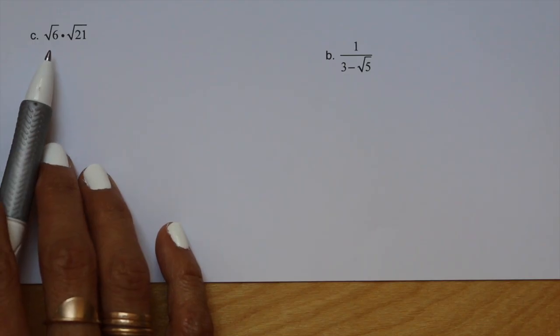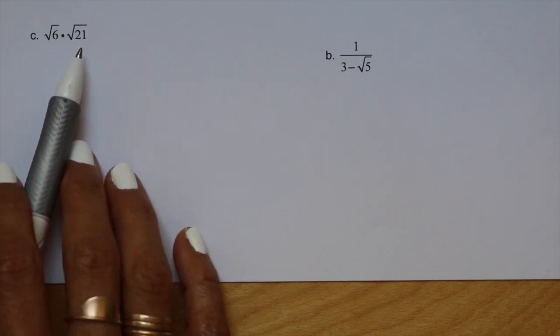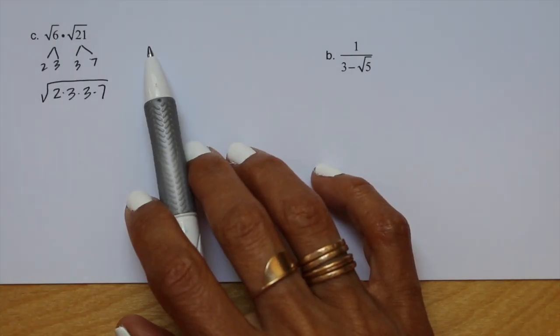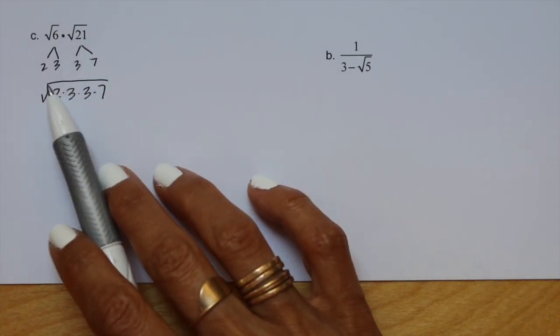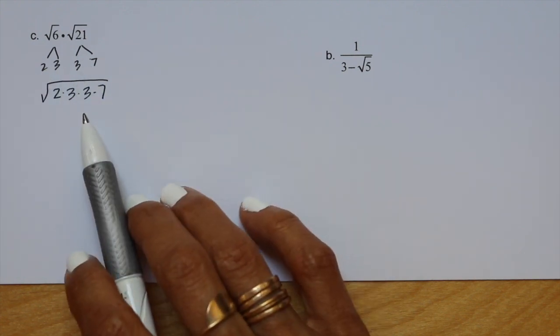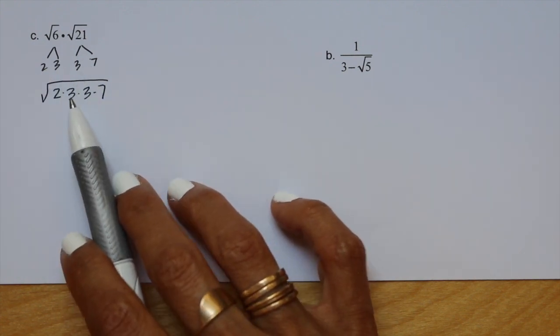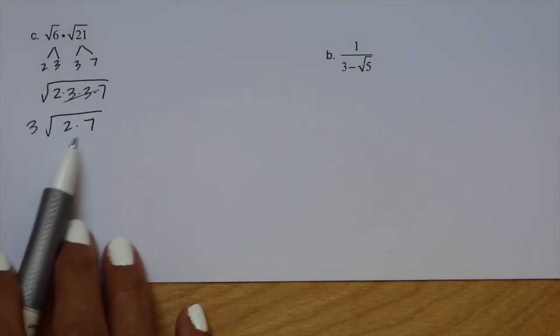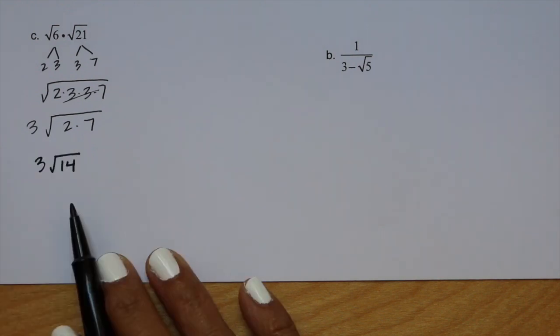For part C, we're going to break down 6 and we're going to break down 21 to the prime factors. And next, we're going to write all of these factors under one big square root. So again, we're using the property of square roots to rewrite this expression as one big square root and all of the factors underneath it. Next, we're going to pull out the pairs. So you have a pair of 3's. When you pull them out in the front, you only have 1 3, and the 2 and 7 stay on the inside of the square root. So our final answer is 3 square root of 14.